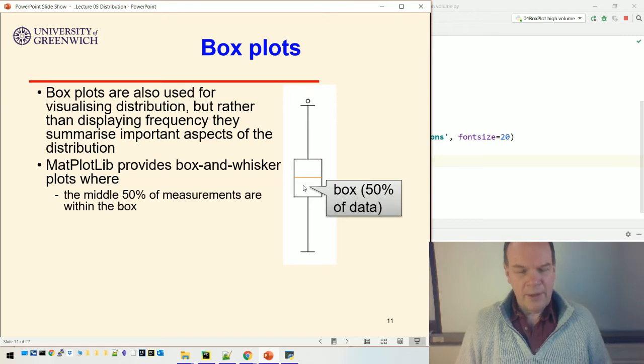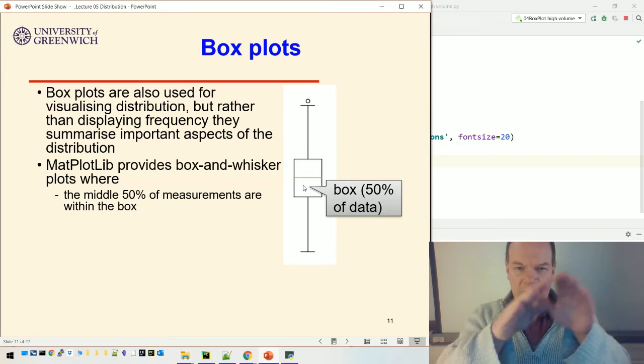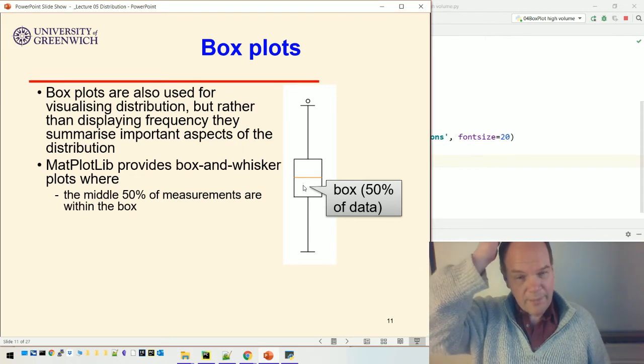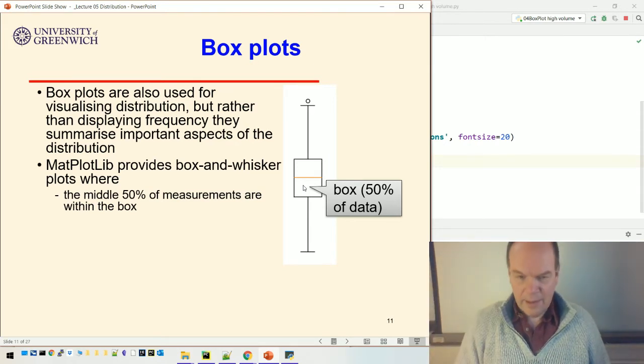So how do you interpret this? The middle 50% of all measurements are within the box. So if you imagine a histogram, sort of bell-shaped curve, then you take the middle chunk of that, the middle 50% of all the measurements, all the columns adding up to 50% of all the measurements, and that would go in the middle of the box. So this is, if you like, on its side. The y-axis is showing us the distribution as opposed to the x-axis in the case of the histogram.